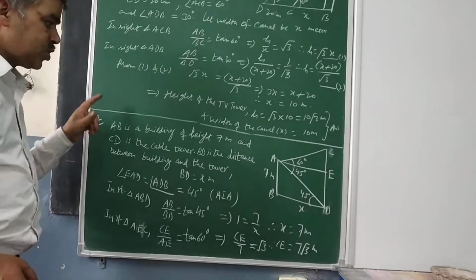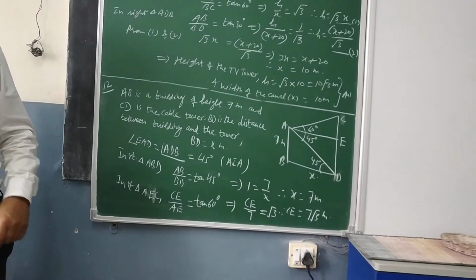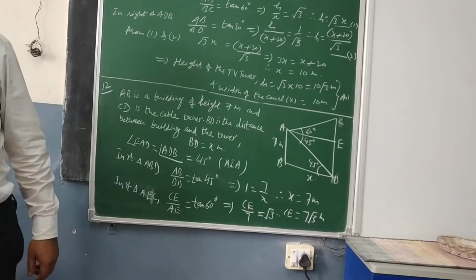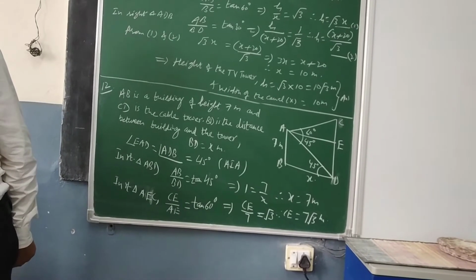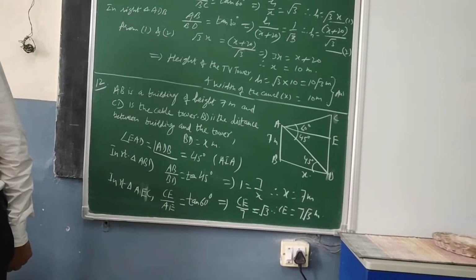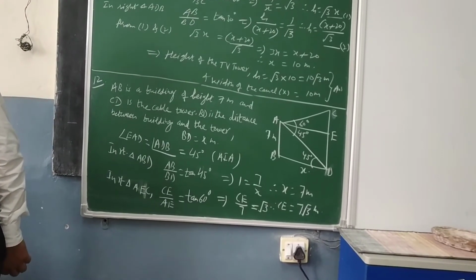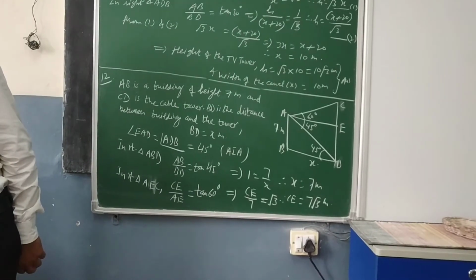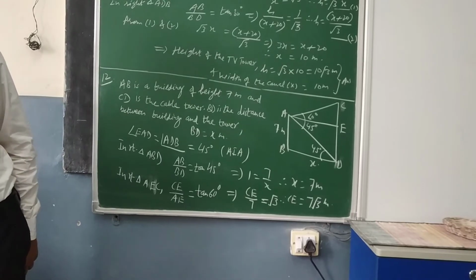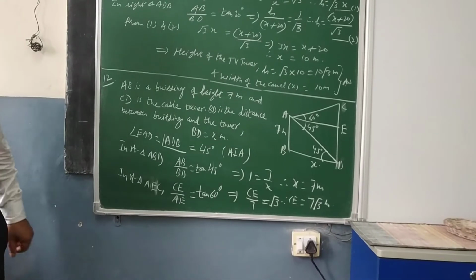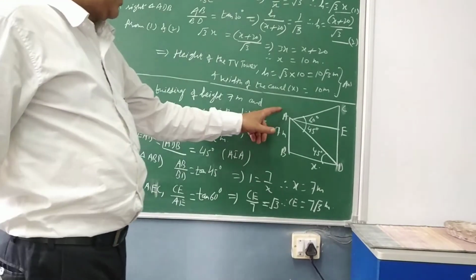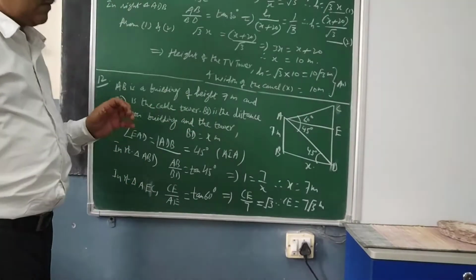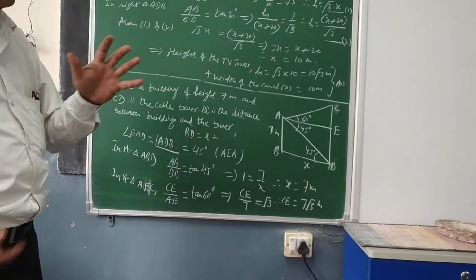Now let us go to question number 12. Again, a very important question from the examination point of view also. From the top of a 7 meter high building, the angle of elevation of the top of a cable tower is 60 degree and the angle of depression of its foot is 45 degree. Determine the height of the tower. Now there are two things, the angle of elevation as well as the angle of depression with respect to the tower from the top of the building are given.